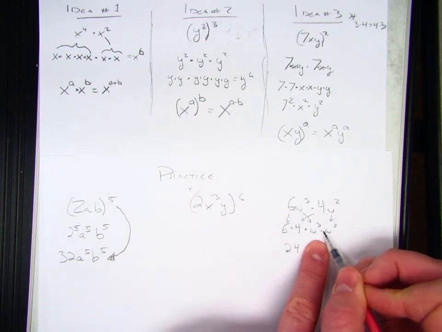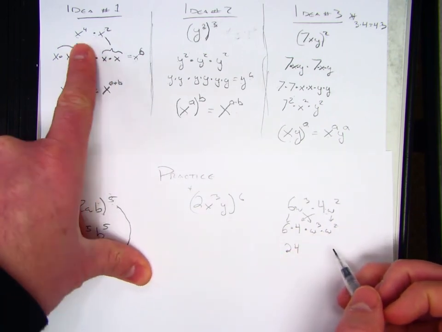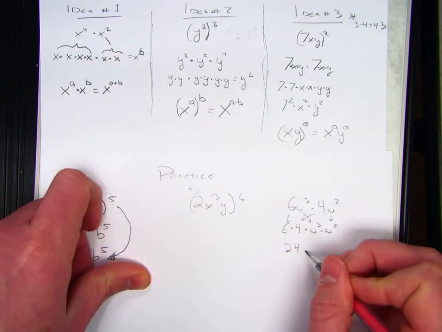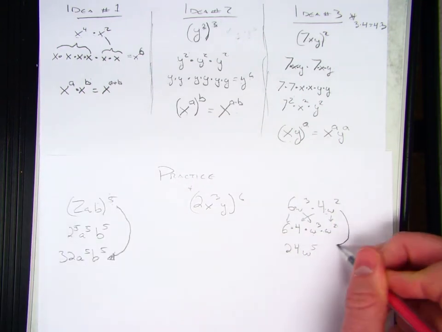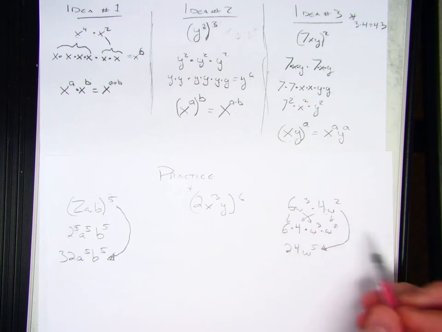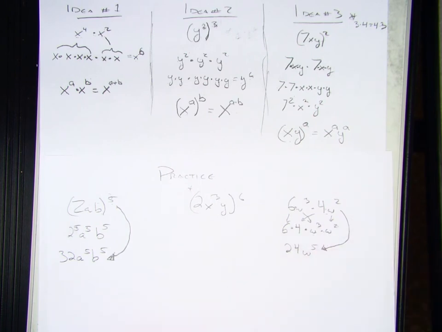And then w cubed times w squared. Remember, I'm multiplying 2 numbers with the same base. That's our product rule over here. And so that's going to be w to the 5th. So that would be that expression simplified. I just added those exponents to give me that 5.